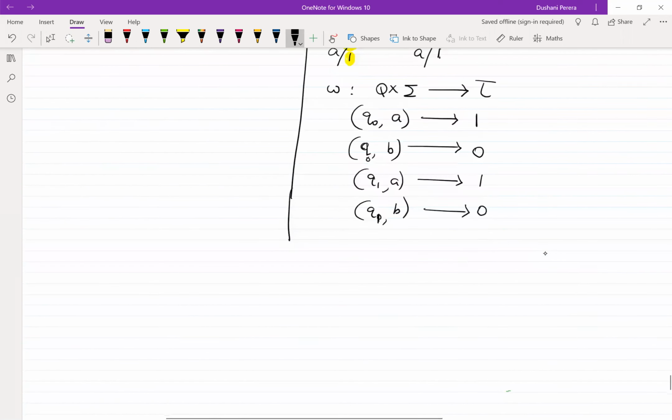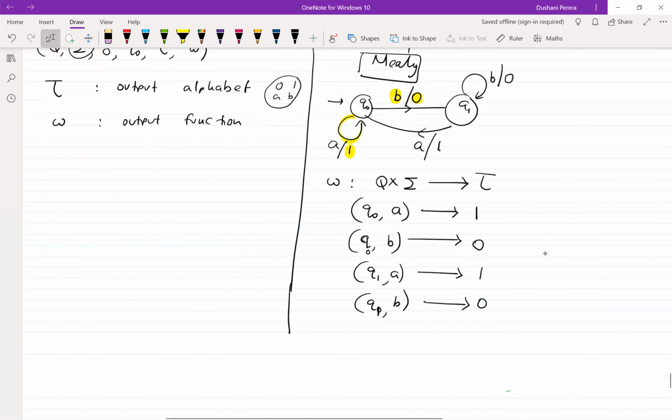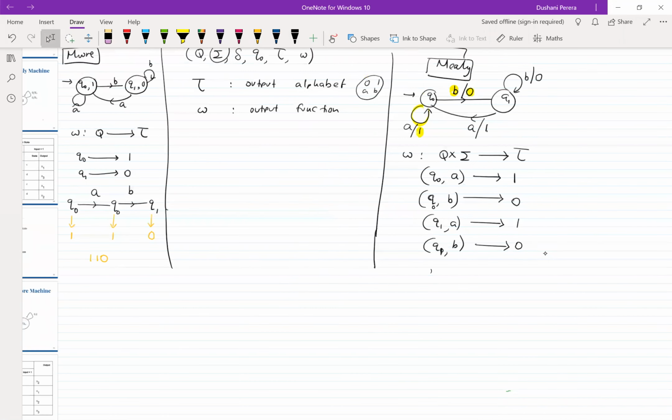Got it? So here, if you see the traversal of AB, okay, so you're initially at Q node. Upon seeing A, you come back to itself. Upon seeing B, you come to Q1. Yeah, so that is how the traversal works. What gets printed as the output, on this transition you get 1 printed. And on this transition you get 0 printed. So here the output will be 1, 0.